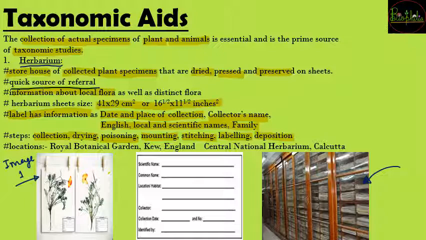Finally, where can you find these herbarium? Herbariums की बात तो बहुत हो गई, but where can these herbarium be found? So there are locations having herbarium. The first is going to be the Royal Botanical Garden and is present in Kew, England. And second herbarium that can be found is in Central National Herbarium, that is in Calcutta.